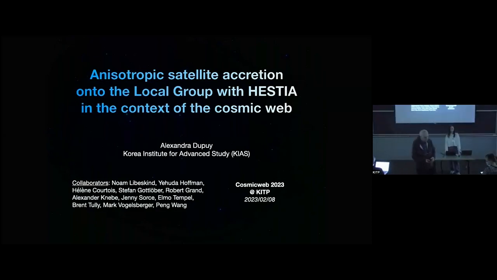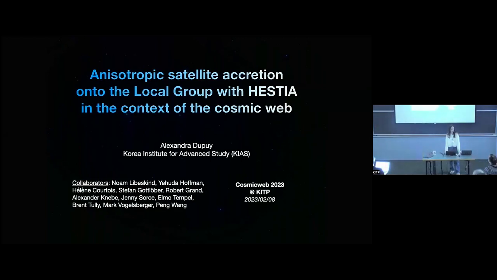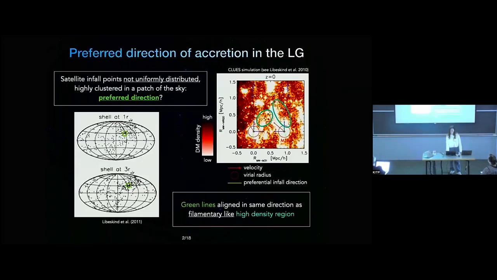Let's talk about anisotropy. So we know that the universe is not homogeneous and isotropic at small scales, as we notice structures like clusters or voids in the local universe, for example. And I want to introduce the context. So there are two notions, the preferred directions in the universe and also the cosmic web.